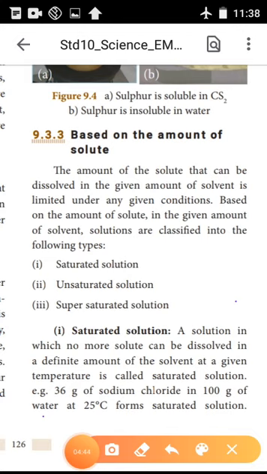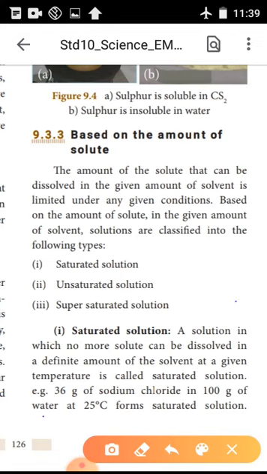Dear students, in your science book, turn to page number 126. Now we are going to learn about the third type of solution, based on the amount of solute. See the paragraph. The amount of solute that can be dissolved in a given amount of solvent is limited under any given conditions. So the amount of solute means how much we take, that is what we call the amount of solute here.